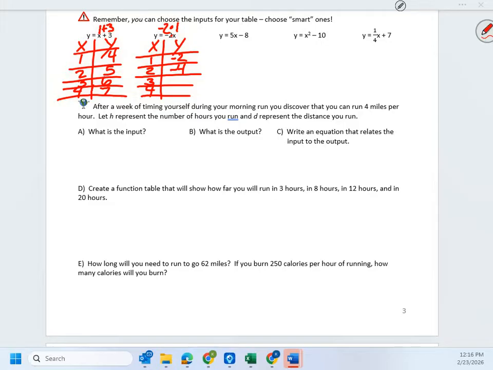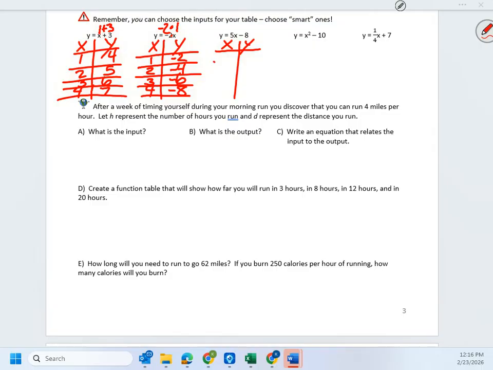Grayson, what would I get if I put a 3 in for the x? Negative 6. What if I put 4 in? What would I get? Ellie? Negative 8. So now, our next one, got a little bit more we're doing with it.